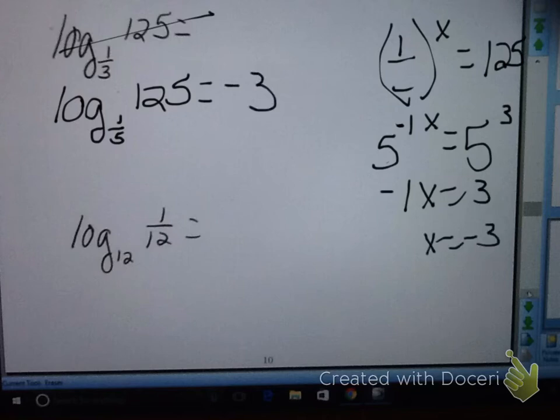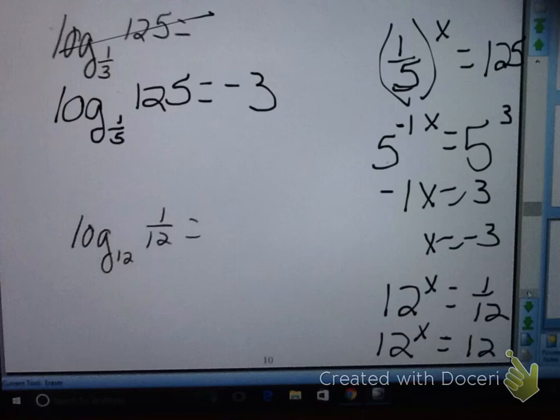Log base 12 of 1/12 is equal to what? Well, that's 12 to the x power is equal to 1 over 12. I've got to move that base up top, so it's 12 to the negative 1 power. So x is equal to negative 1.